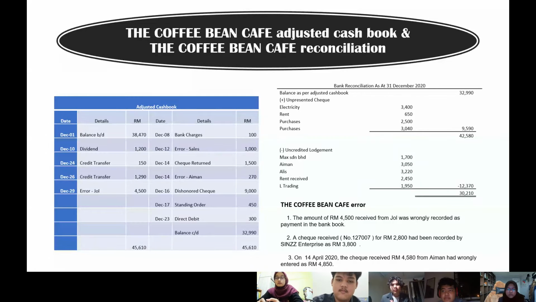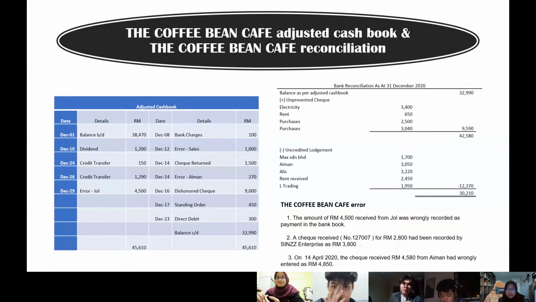On the credit side, we have bank charge, error sales, check return, error Aiman, this Hornet check, standing order, direct debit, and our balance CD with 32,990 ringgit. So our amount for debit and credit is 45,610 ringgit.